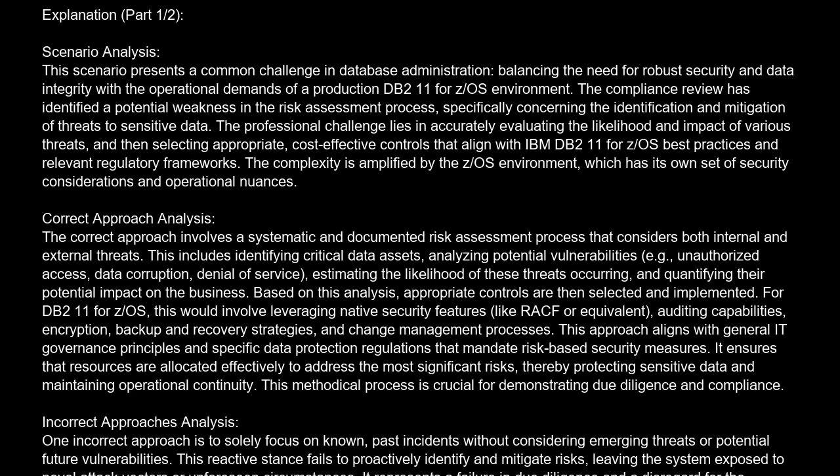Incorrect approaches analysis. One incorrect approach is to solely focus on known, past incidents without considering emerging threats or potential future vulnerabilities. This reactive stance fails to proactively identify and mitigate risks, leaving the system exposed to novel attack vectors or unforeseen circumstances. It represents a failure in due diligence and a disregard for the dynamic nature of the threat landscape, potentially violating regulatory requirements that mandate a forward-looking risk management strategy.